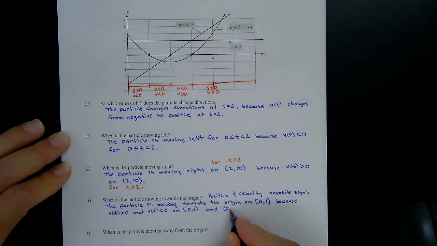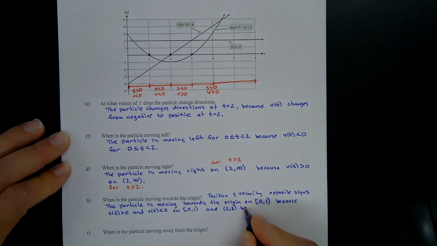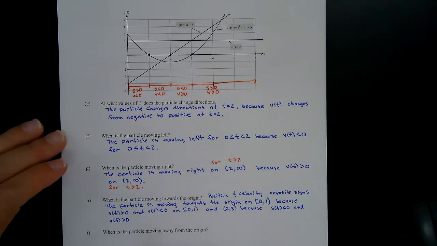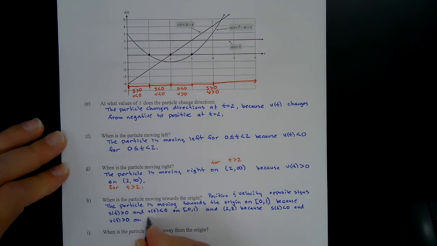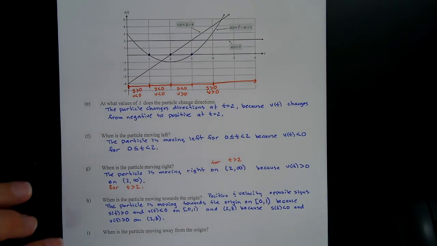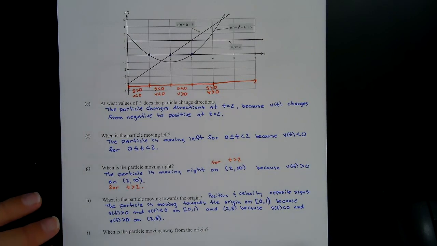So, on 2 to 3, because we would say S of t is less than 0 and V of t is greater than 0. Notice it's saying greater than 0, or less than 0. So when it's 0, we can't include it, on either one of them. On the interval 2 to 3, period. All right. So now how about moving away from the origin?